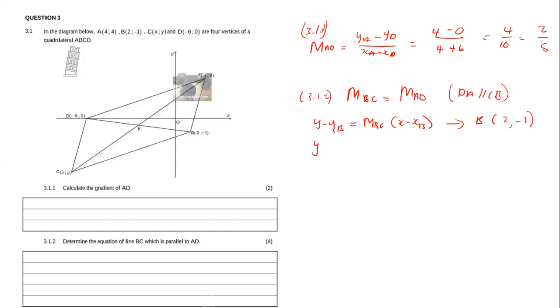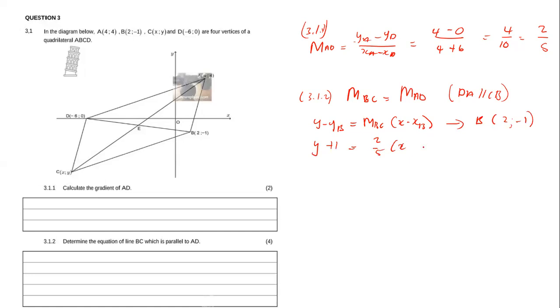And therefore y minus y of B, or you can determine C first, which is still fine, but this is quicker and faster. So y of B in this case is -1, but I'll say +1, which is equal to the gradient of BC, in this case 2/5, times x, and then what is x of B?